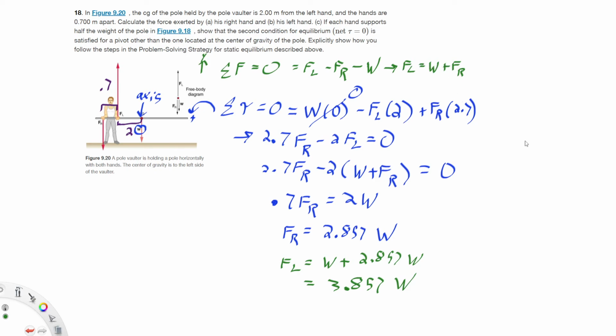Would we say FR is negative since it's pointing down? Yes, but we handled that negative sign up here.